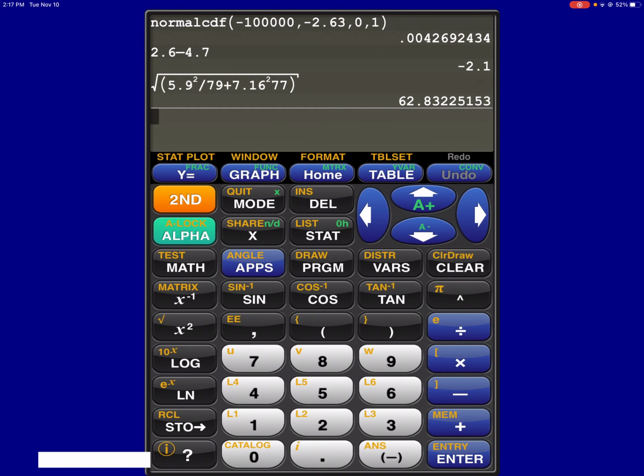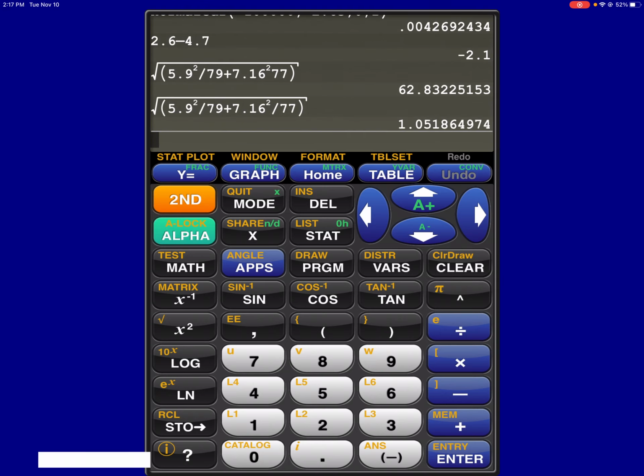So that gives me 62.83 something. Oh, I messed up. Hold on. I forgot a division sign. So let me go back and fix that. Insert a division sign. All right, now try. There we go. 1.0. That looks more like it.